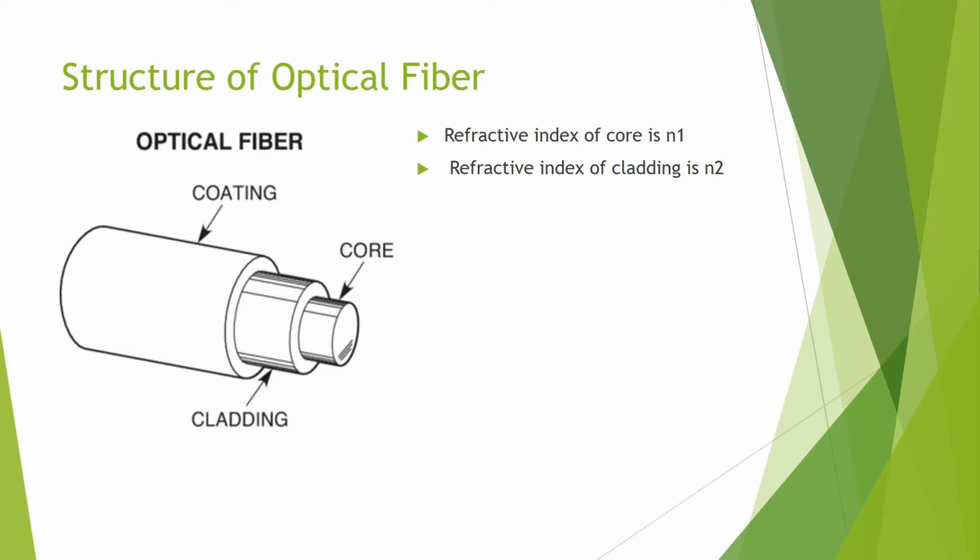So these are the basic things that one should know before they proceed to understand the subject of optical fiber communication. When we talk about the structure of optical fiber, to have total internal reflection, the essential condition is N1 is greater than N2. Now let us have a second point, that is modes of optical fiber.